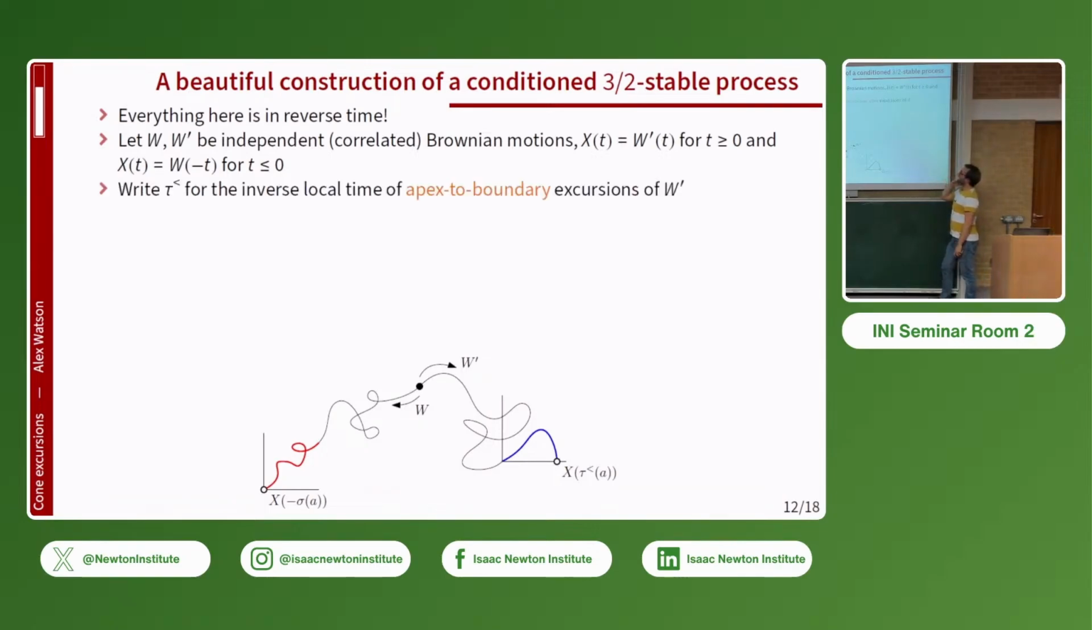Now, I have this inverse local time still, and now it's for excursions that start at the apex of cones, which are now quadrants. So start at the apex of quadrants and go to the boundary of quadrants, like this blue one here. And I'm going to look at X at one of those inverse local times. You can think of it as the endpoint of one of these excursions.